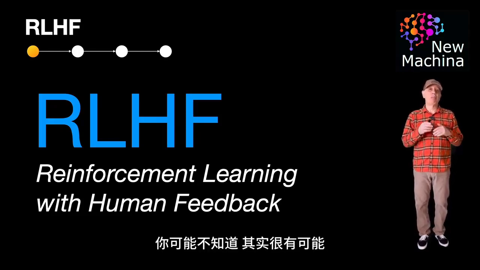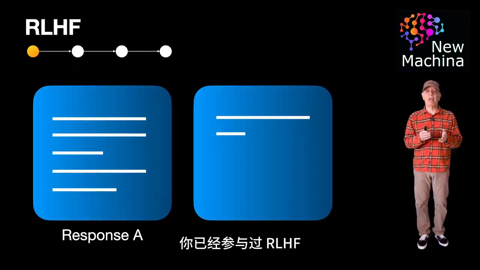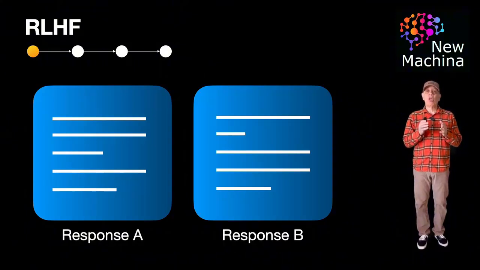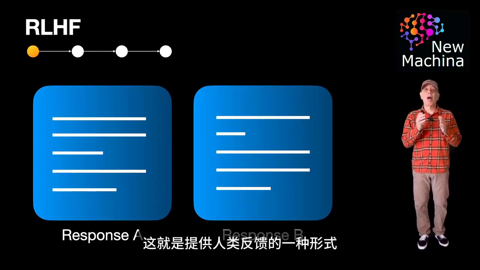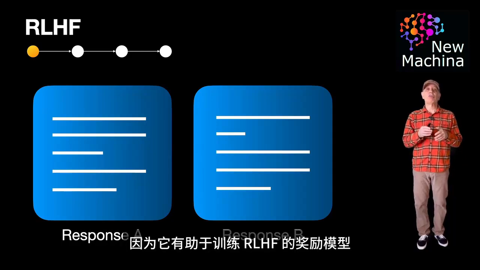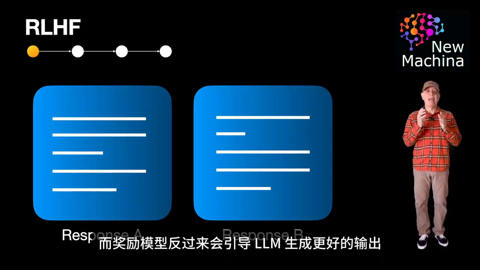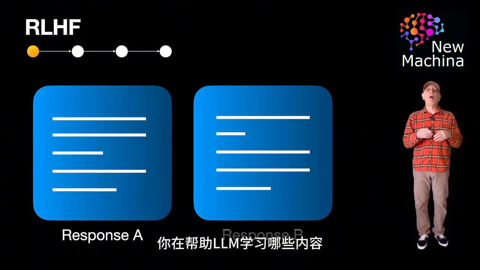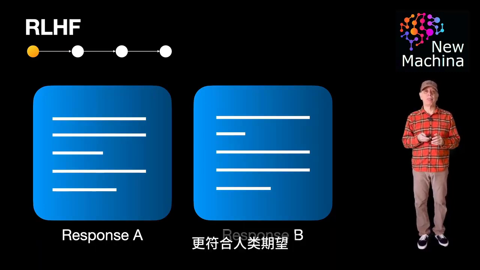So you may not know this, but it's possible you've participated in RLHF. When using tools like ChatGPT, you might have been asked to choose the best of two responses, which is a form of providing human feedback. This feedback is crucial as it helps train the RLHF reward model, which in turn guides the LLM to produce better outputs. In essence, by selecting preferred responses, you help the LLM learn what is more aligned with human expectations.